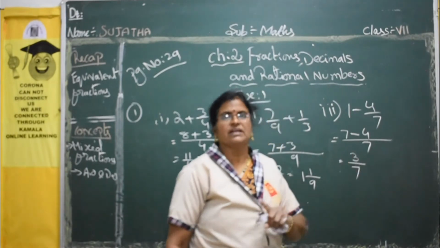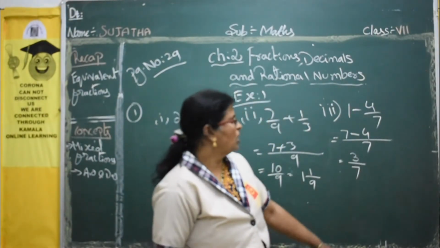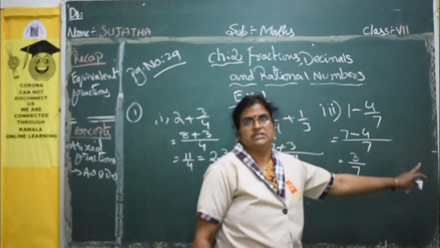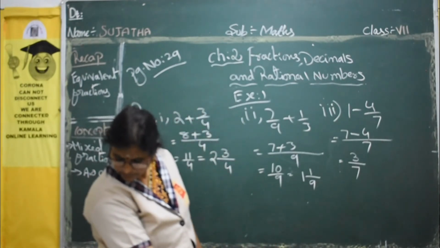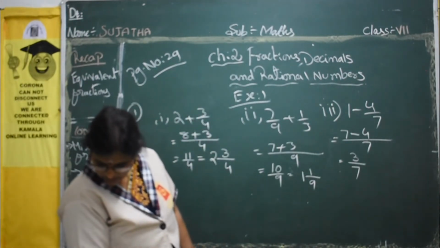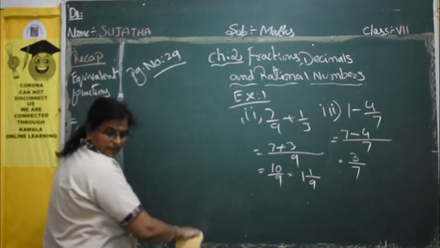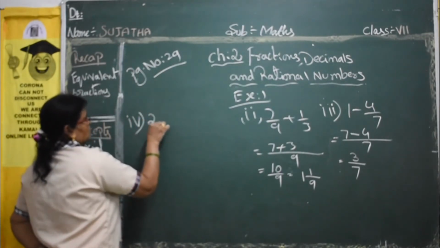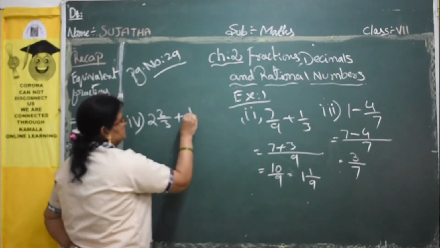Now can this proper fraction be changed into a mixed fraction? No, we can't change. So what can you write? 3 by 7 can't be changed into a mixed fraction. Okay? Now the next one, the fourth one, 2 by 3 plus 1 by 2.